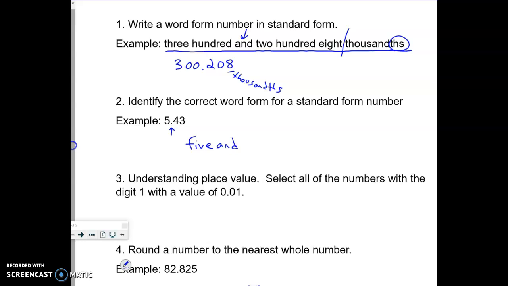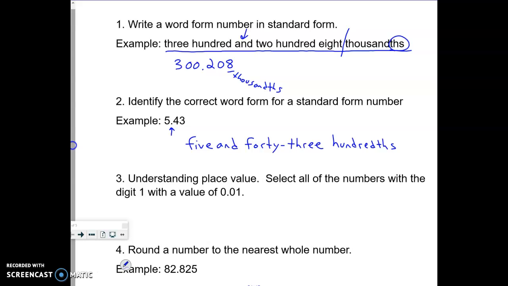And I just literally say or write the word that I see there. So in this case, this is 43. And then I write what place value it ends in. In this case, this is 2 numbers or 2 place values after the decimal point. So this is the hundredths place. All right, so this number will be written out in word form as 5 and 43 hundredths.